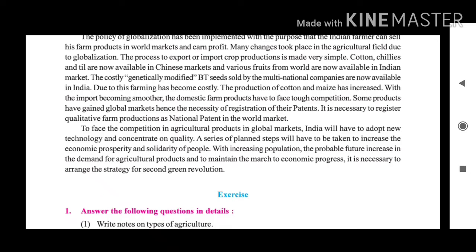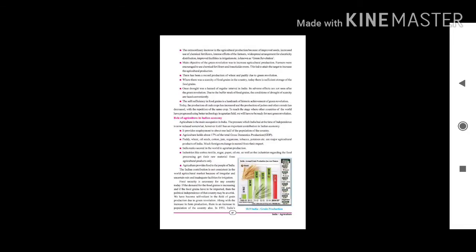It says we all know that India's population is increasing day by day, and with the increasing population, the probable future increase in the demand, there will be the demand in the future as and when the population is also increasing for the agricultural products, and they have to maintain the march to the economic progress. Therefore, it is necessary to arrange the strategy for the second green revolution. This is the end of the chapter.